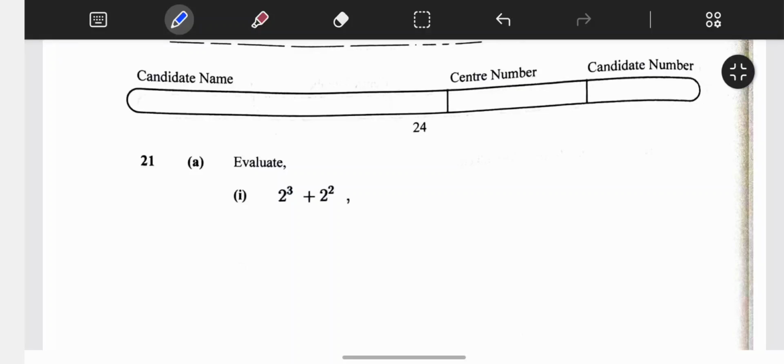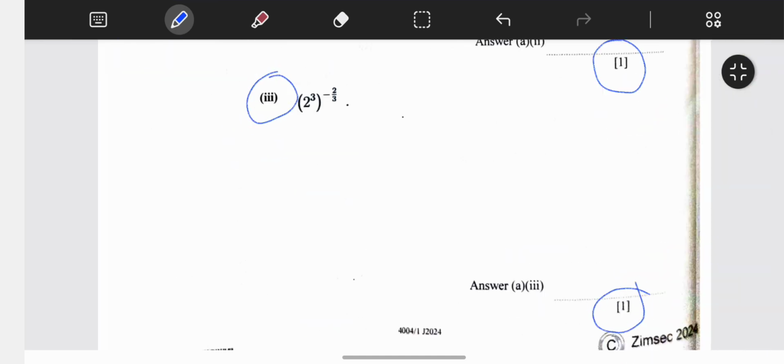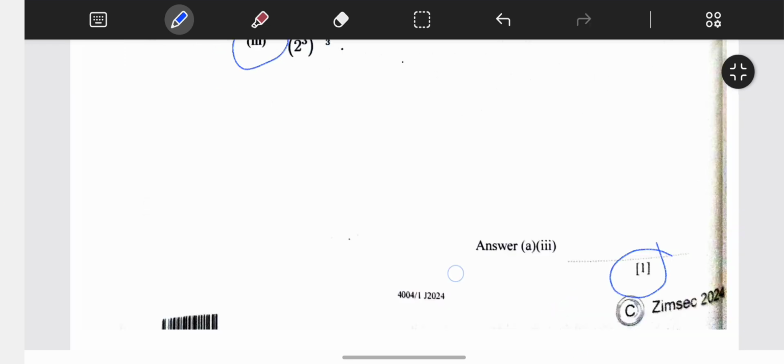How are you, learners? So today in this video we're going to be solving this question 21 with part A, which has got 1 mark, a part 2 which has got 1 mark as well, a part 3 which is 1 mark, and part B which has got 3 marks. And this is question number 21 from June 2024 paper 1.